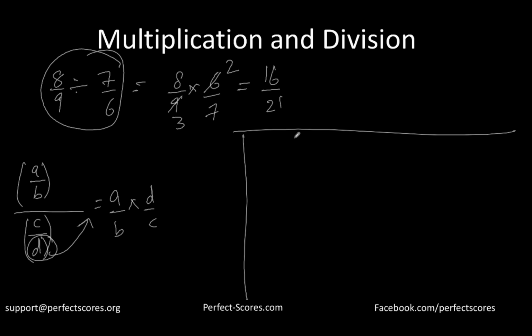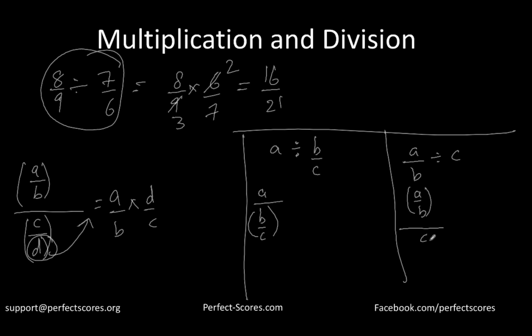Now there are two things that I want to talk about. Let's suppose a is divided by b by c, and a by b is divided by c. You represent the first as a divided by b by c, and the second as a by b divided by c. These are two different things. They are not the same, even though the representation looks almost the same.